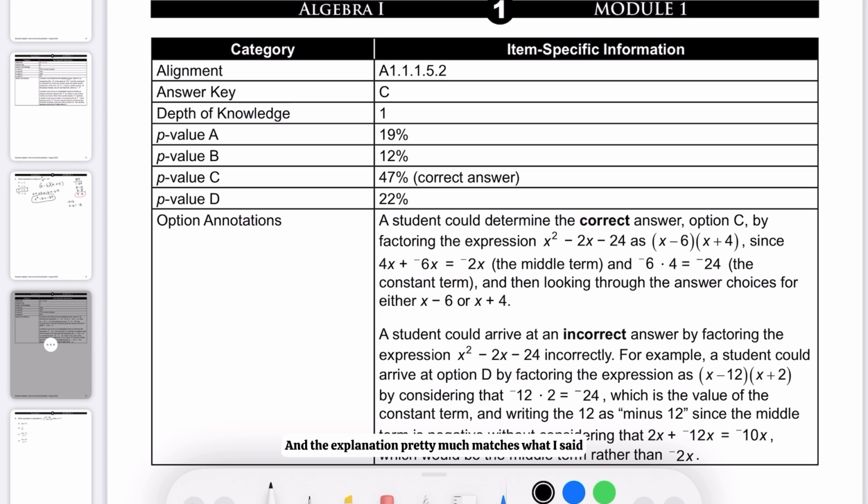And the explanation pretty much matches what I said. Alrighty. So we are finished with this part. Now we're going to go to your Keystone coach books.